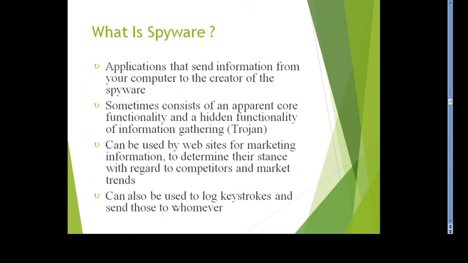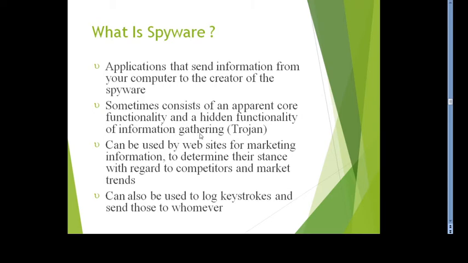Then we go to the second concept, which is what is meant by spyware. In movies like James Bond, mostly we hear the word spy. Spy means, in Marathi, we can say Gupta Hair. So it is an application that sends information from your computer to the creator of the spyware, sometimes consisting of an apparent core functionality and a hidden functionality of information gathering.